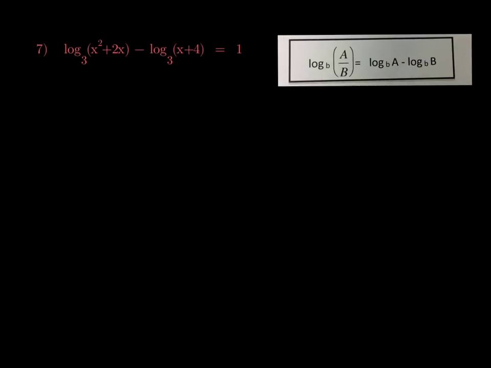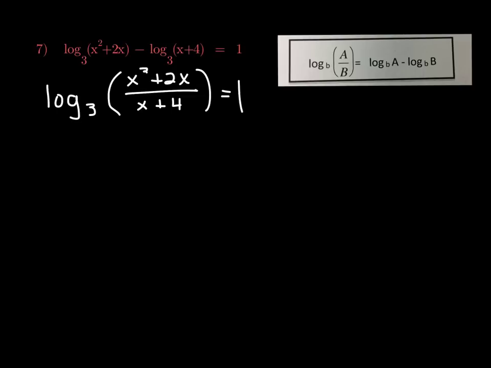All right, so the last one we're going to take a look at is number 7 for today. Again, we see with this one we have subtraction, so we know we're going to combine these into one single log term using the quotient rule, using division. So I'm going to rewrite this as log base 3 of x squared plus 2x divided by x plus 4, and then bring down the equals 1. Whatever's before the subtraction sign goes in the numerator, whatever's after the subtraction sign goes in the denominator.